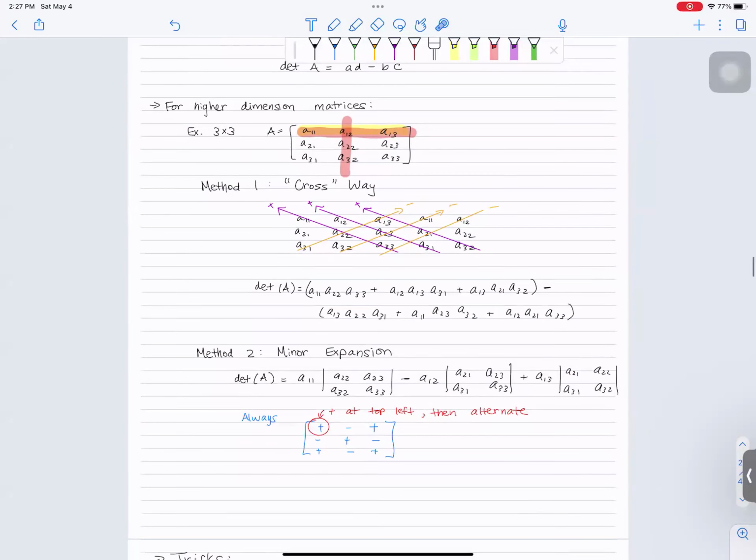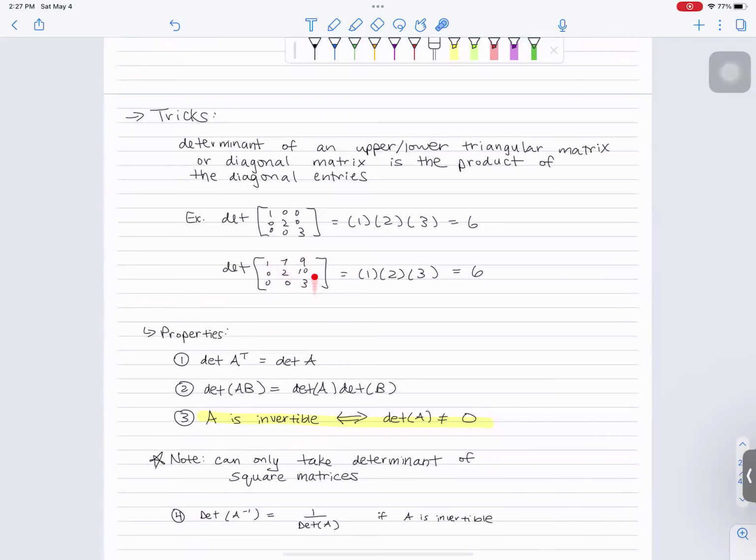Okay, let's see. Some common tricks of determinants. If you have an upper triangular matrix or lower triangular matrix or diagonal matrix, the determinant is just multiplying the diagonal terms.